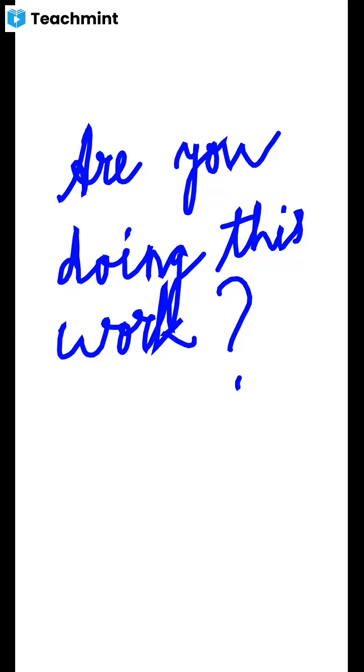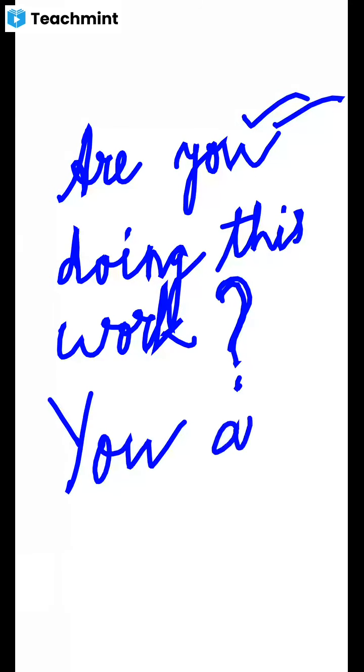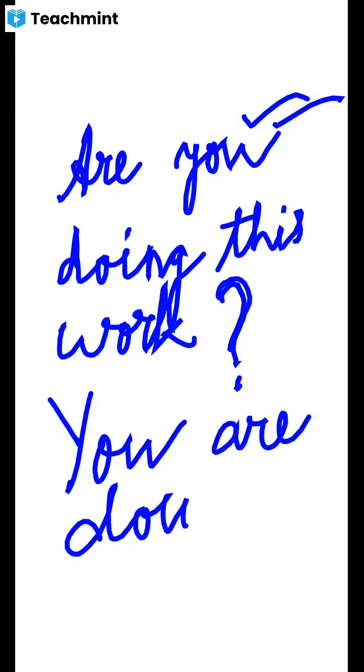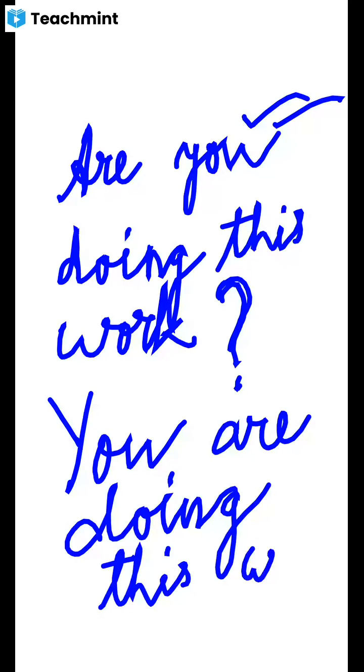Ma'am, present continuous tense. Yes, very good. So if it is in present continuous tense, let us change the interrogative sentence into an assertive sentence first. What is the subject here? You. Yes, you are doing. You are doing this work. This is the assertive sentence.